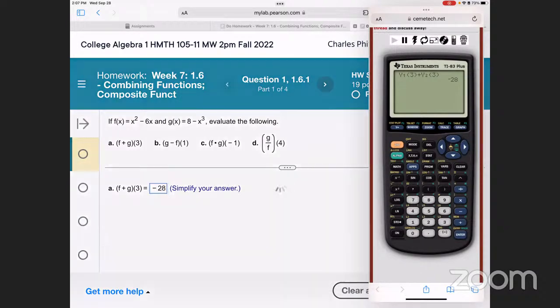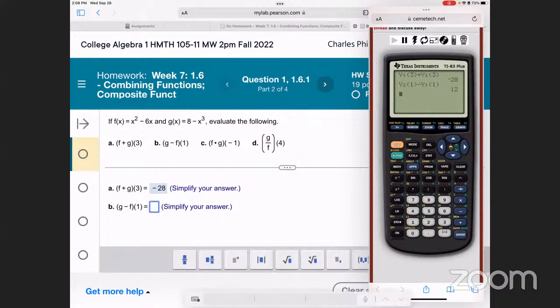Okay, enter. And again, I'll check for any latecomers around the 15-minute mark. Then g minus f of 1 means g of 1 minus f of 1. So if we go to variables, function, now we want g, which is y2, g of 1 minus variables, y1, f of 1. We get 12, so we can do 12 there.